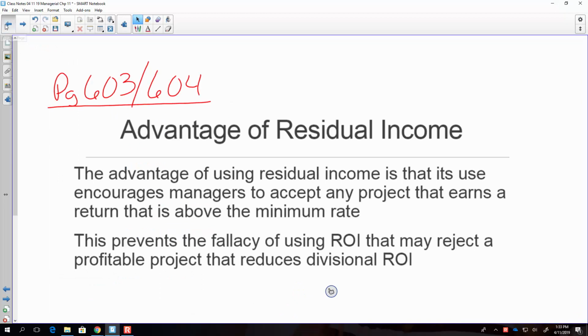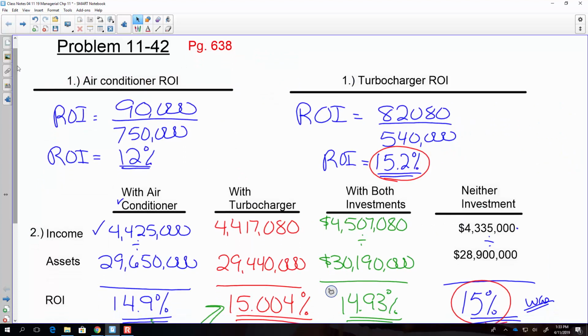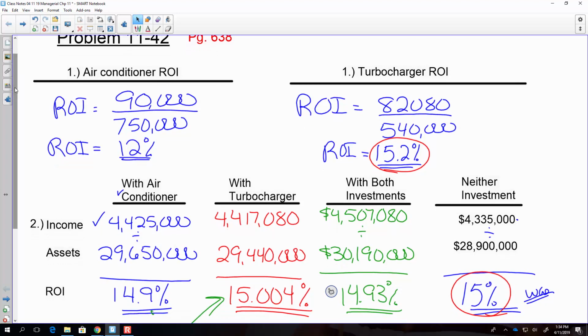Going back to our discussion from Tuesday, we were working on problem 42, and we were showing how we can use these performance measurements to decide if we want to do a project or not do a project, and that's what problem 42 showed. In this case, if we remember from Tuesday, we should do the 15.2 turbocharge because its return on investment is greater than where they are now, which was 15. So a slight improvement, not much, but it did show some improvement.